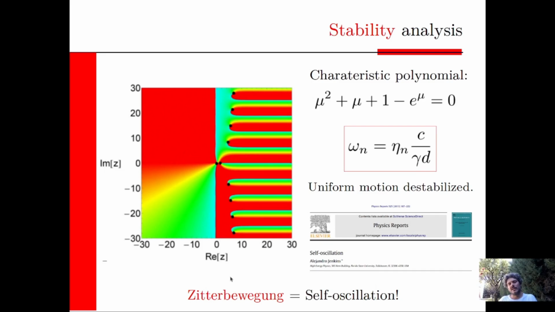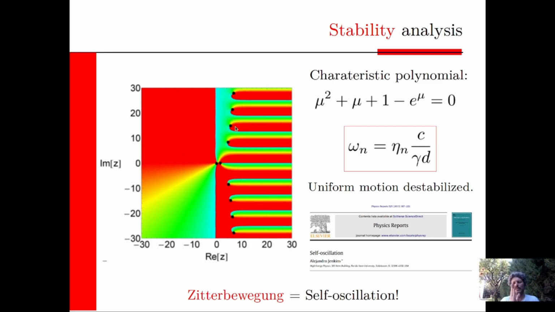And what we did in this paper is just to study a stability analysis. You compute the characteristic polynomial of the rest state, or any uniform motion of the particle, and this is the characteristic polynomial you obtain, and you can compute the eigenvalues of this polynomial. And here you see the domain coloring representation. The black dots where all colors meet are the eigenvalues. There are an infinite number of eigenvalues because you have time delay. You see that they have a real part and also an imaginary part. The real part is positive. That means the uniform motion is destabilized.